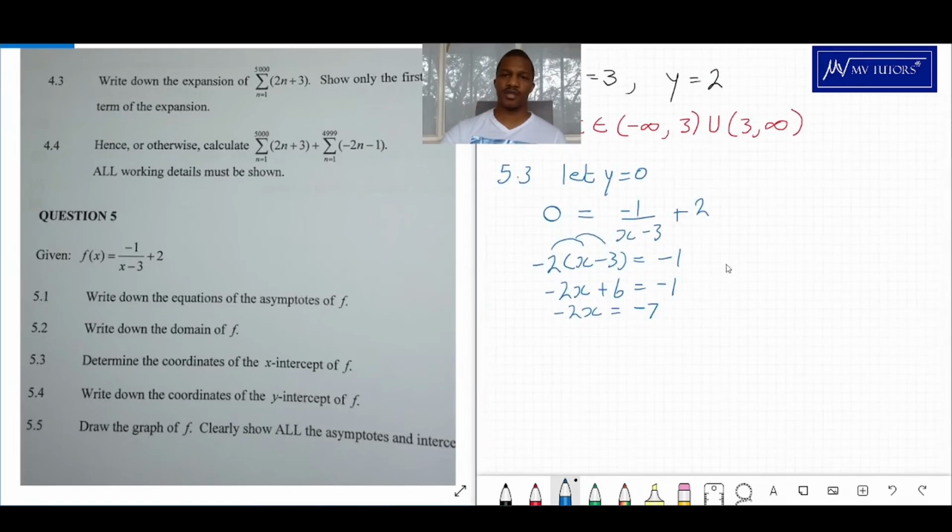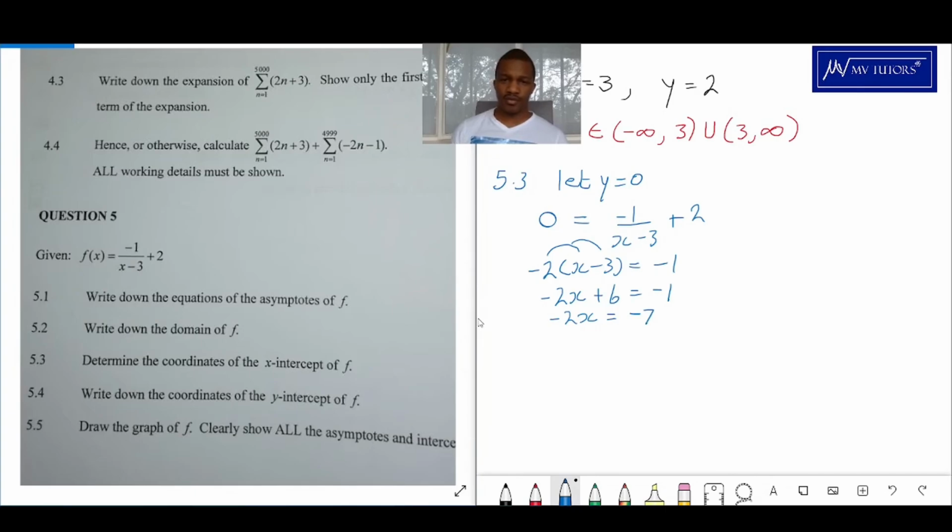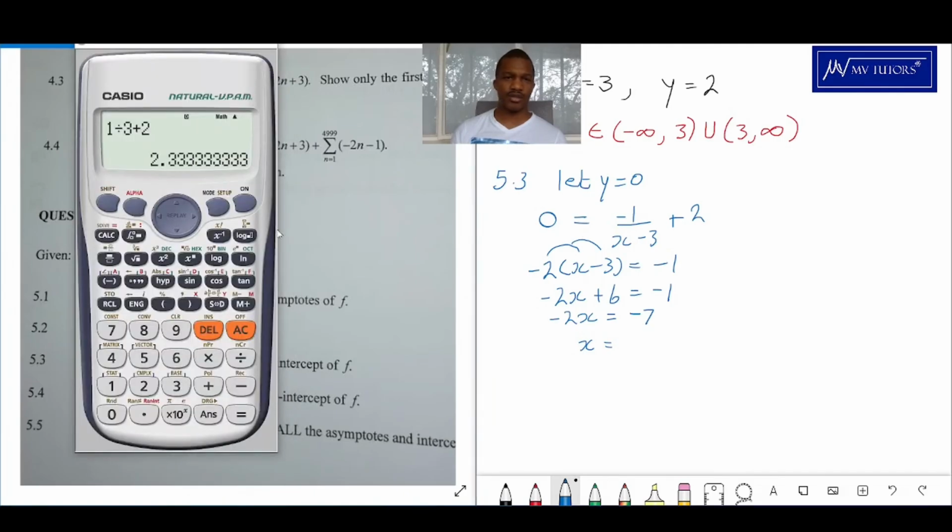Okay, so divide both sides by minus 2, and I get my answer: x is equal to minus 7 over, you know what, I need a calculator. Excuse me, I need a calculator. So that's going to be 7 divided by 2. Okay, so I need it in decimal. That's 3.5. So a coordinate always comes with x and y, so the x value is 3.5, y value is 0. Okay, that's how you write coordinates.